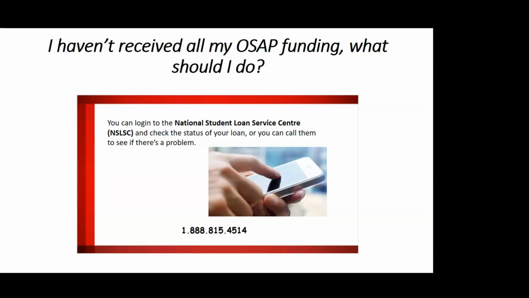If you haven't received all your funding, what should you do? You can log into your National Student Loan Service Center account and check the status of your loan. On there, it will tell you if it has been confirmed by the school, or you can contact them to see if there is a problem. Their number is located on this slide, but if you call any financial aid office or look up the website, they would be able to tell you.